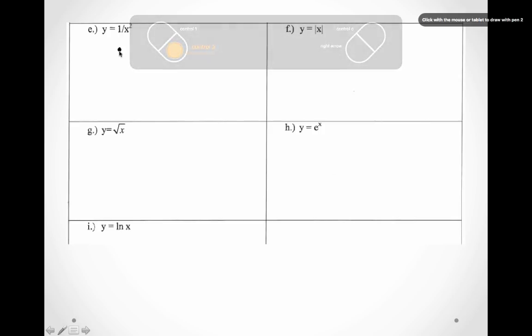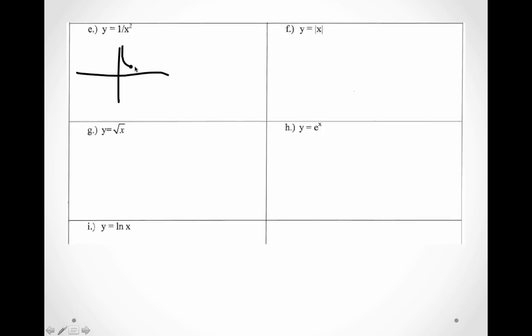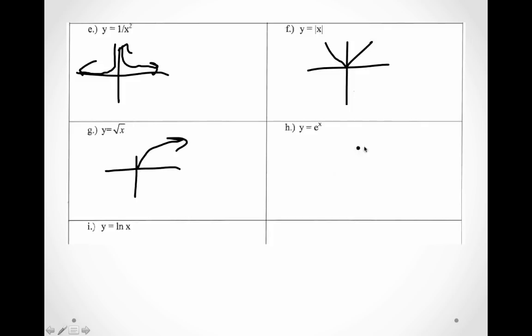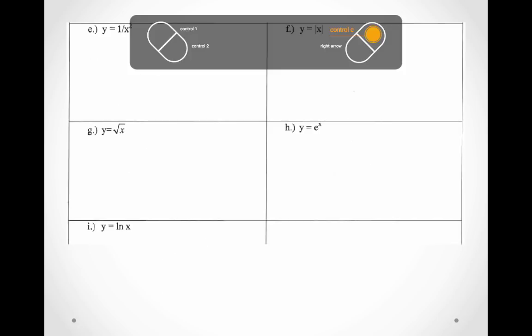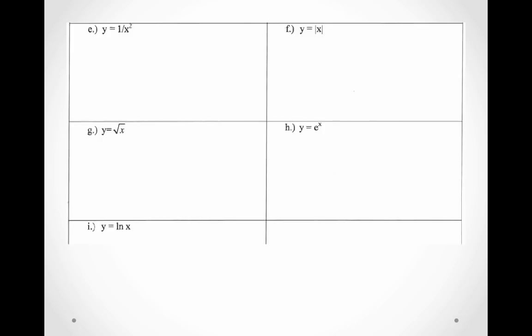1 over x squared looks like that's going to be quadrant 1 and quadrant 2. And we got some asymptotes there. Got the absolute value, square root. Got the e to the x. Remember, that's going to go through 0, 1, and then there's an asymptote there. Then the ln of x and the e to the x are actually inverses of one another. So this one goes up through 1, 0, and then continues on. Okay. So some functions that you probably should already know, and we'll be utilizing those as we move forward.